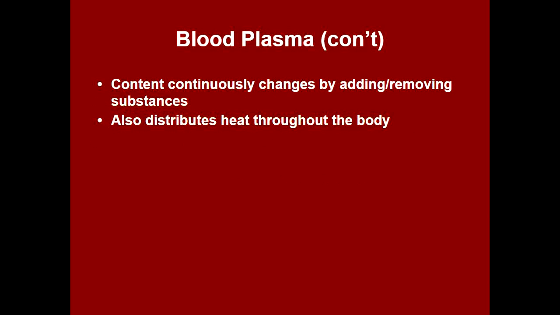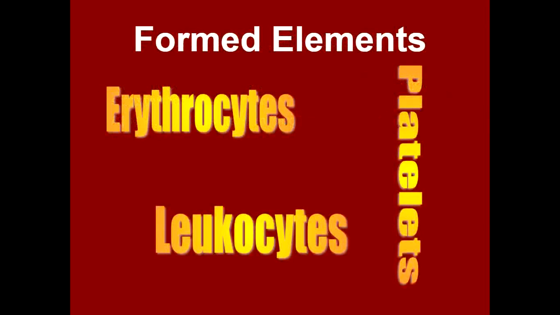Our blood plasma is not a static content, though. It changes based on our diet, based on our environment. Our plasma may change by adding and removing substances. And also our blood plasma helps to distribute heat throughout the body. So we're going to take a few minutes and just spend some time looking at the different formed elements that are in our blood. So erythrocytes, leukocytes, and platelets.